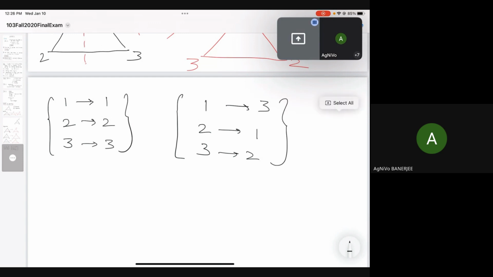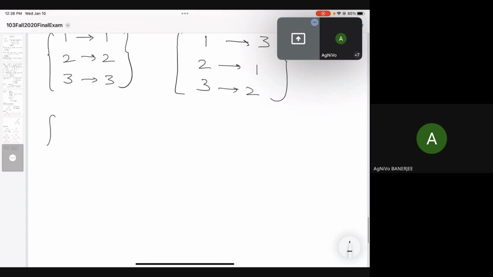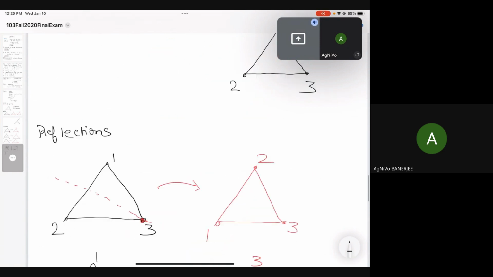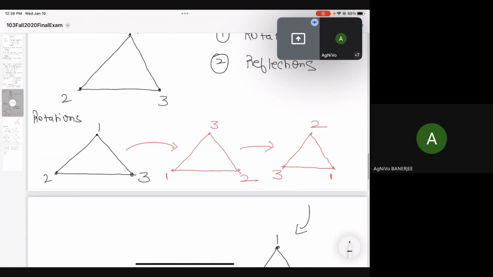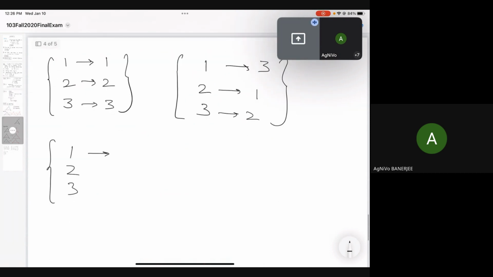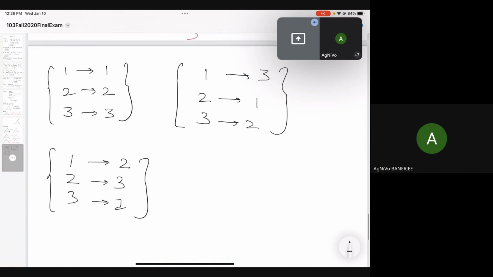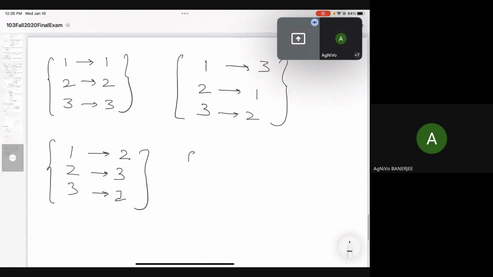What was our third map? Well, we applied this again. So what happened was, 1 goes to 2, and then 2 goes to 3, and 3 goes to 1. And then there were 3 reflections, right? So for the 3 reflections, you keep one of them fixed and you interchange the other 2.